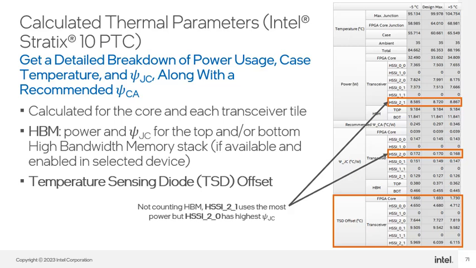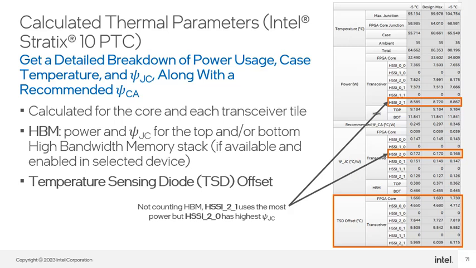Based on the values entered in all the pages of the tool, the thermal parameters discussed earlier are calculated and displayed on the thermal analysis page in the solution table. The analysis shown here is for Intel Stratix 10 devices. The analysis is different for Intel Agilex devices and will be shown in a moment. Here you can see a breakdown of power usage and SiJC for each die, including the core and an HBM if applicable. A recommended SiCA is also displayed.